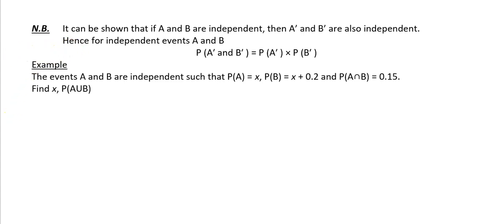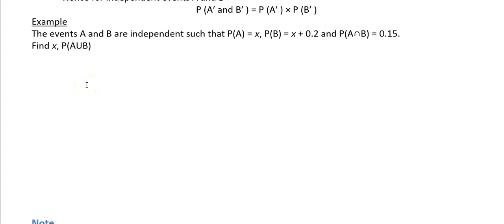Just another note, it says here, it can be shown that if A and B are independent, then not A and not B are also independent. Hence for independent events A and B, the probability of not A and not B is equal to the probability of not A times not B. This example says, the events A and B are independent such that the probability of A is equal to X, the probability of B is equal to X plus 0.2, and the probability of A and B is equal to 0.15. Find the probability of A union B.